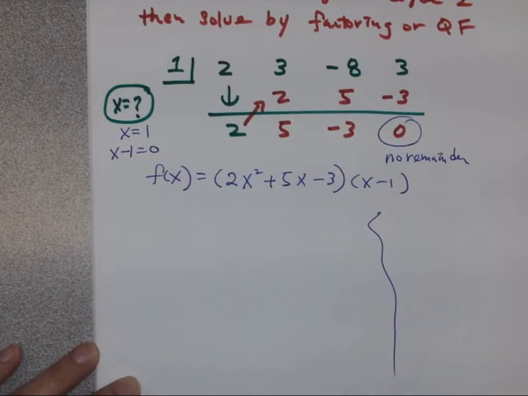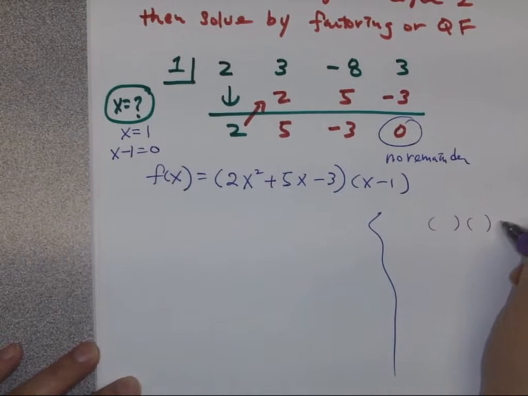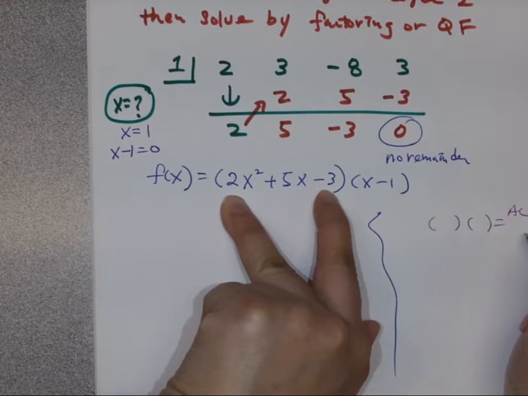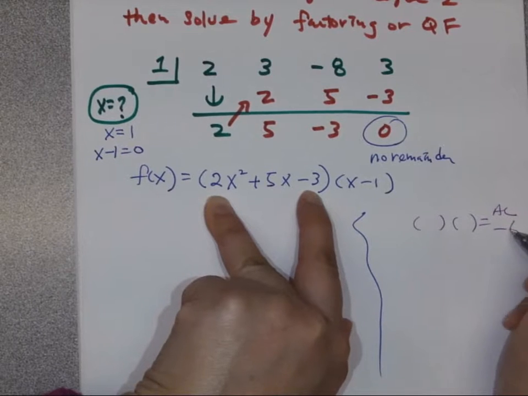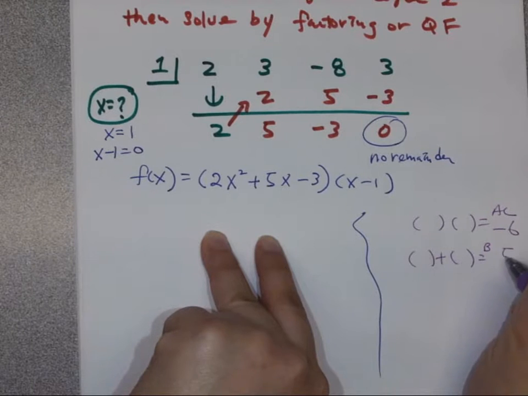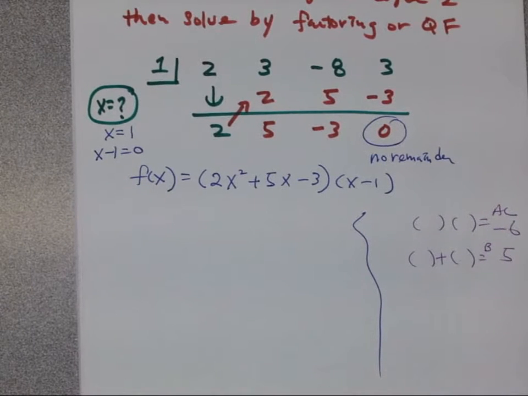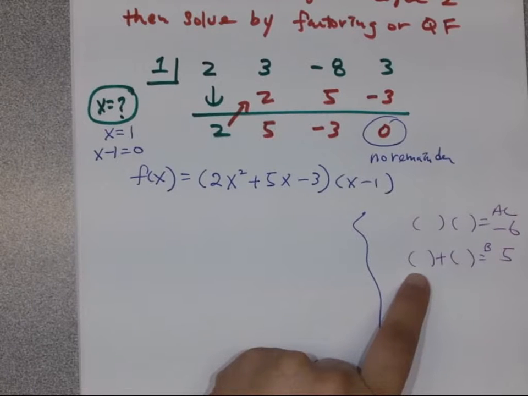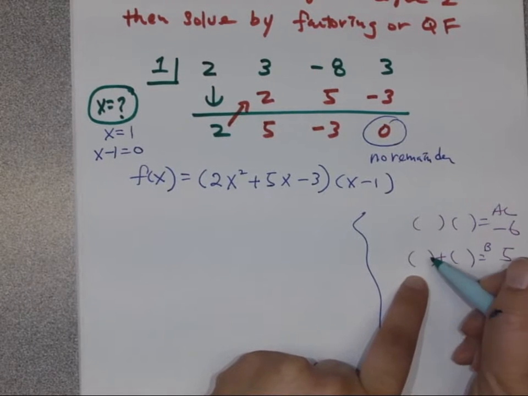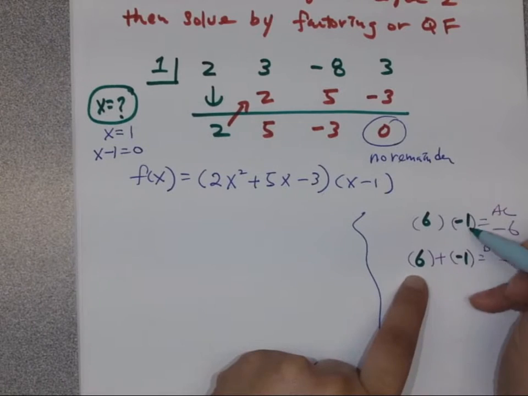So we have something times something equal to a times c. A times c is what? -6. And add together equal to b, which is 5. So what would the two numbers be? What would be those two numbers? 6 minus 1 is 5. 6 times -1 is -6.